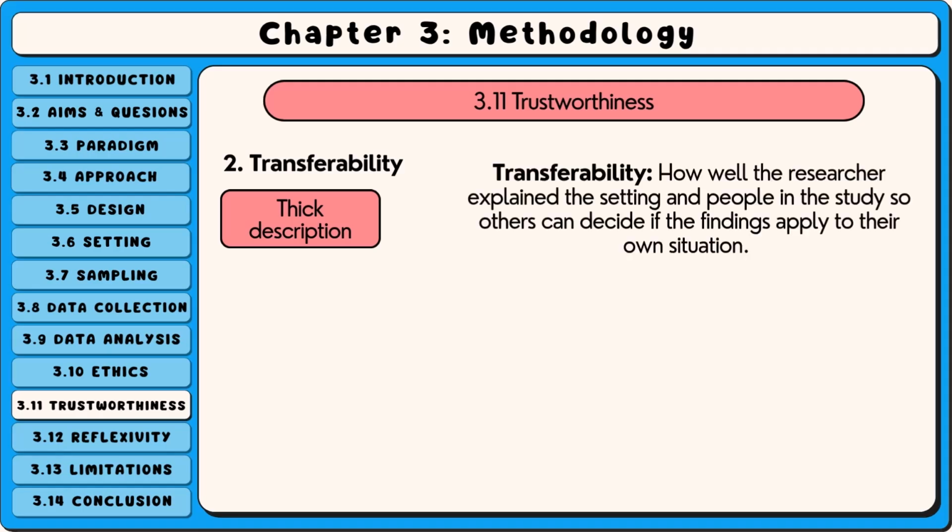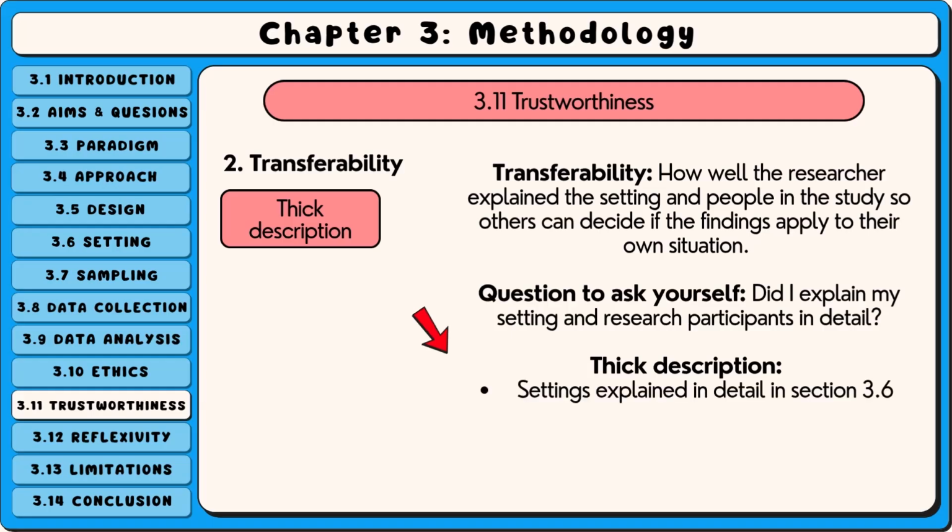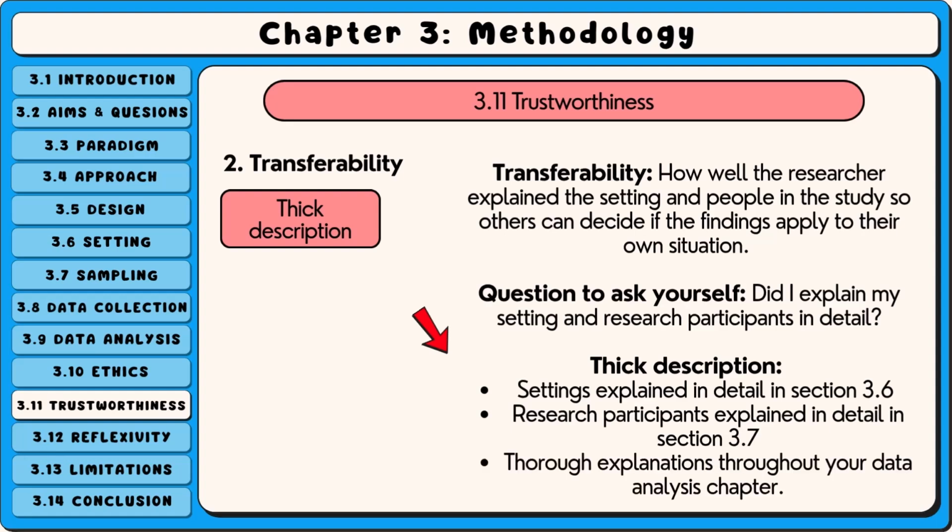Transferability is how well the researcher explains the setting and people in the study so others can decide if the findings apply to their own situation. The question you need to ask yourself here is, did I explain my settings and research participants in detail within the thesis? To achieve this, thick description is required. This refers to writing about the settings, participants, and findings in a detailed way. This is achieved in your settings section, which was section 3.6 of the methodology, as well as in your description of your research participants, which was section 3.7 of the methodology. Furthermore, it involves making sure that you have thorough explanations of the context of your findings throughout your data analysis chapters.